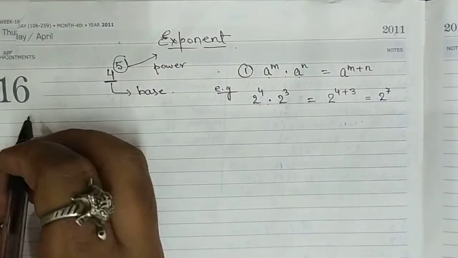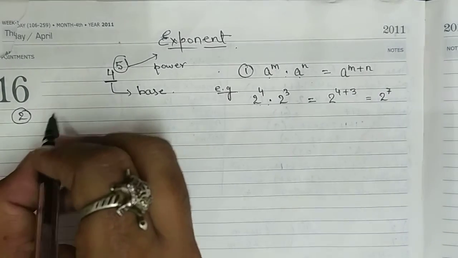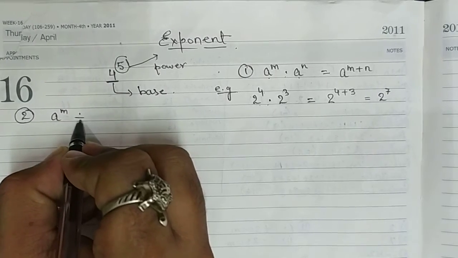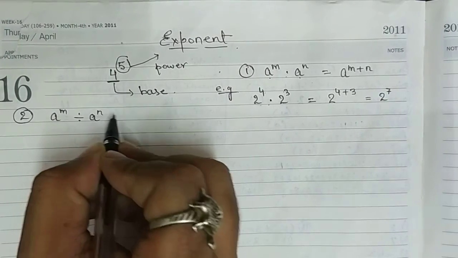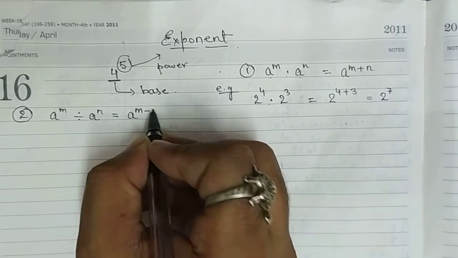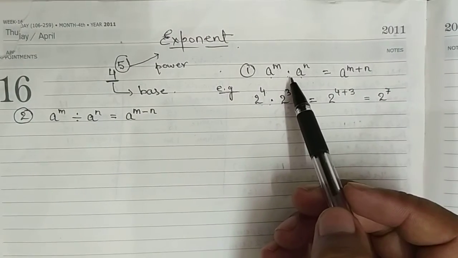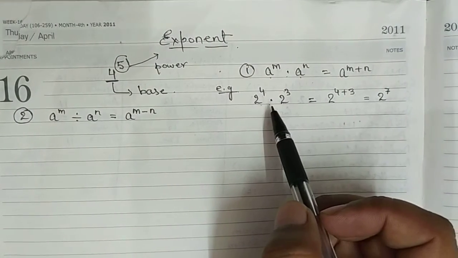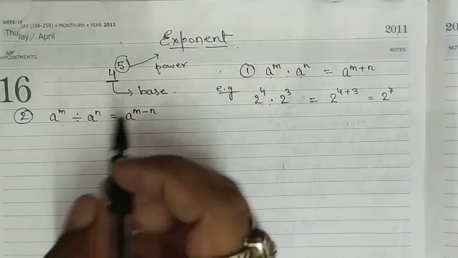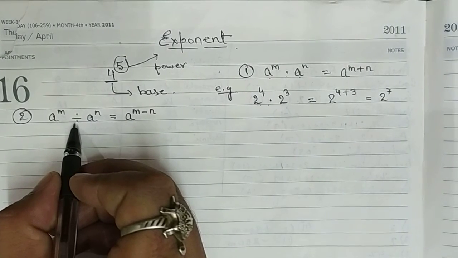Second rule: a to the power m divided by a to the power n is equal to a to the power m minus n. Now, here you have seen how this has been solved in the examples. Here there was a sign of multiply, now there is a sign of divide.